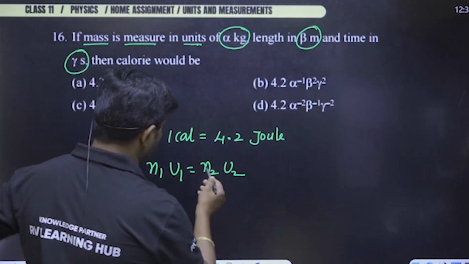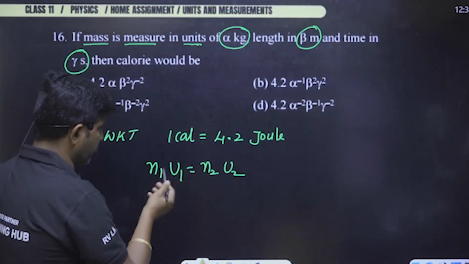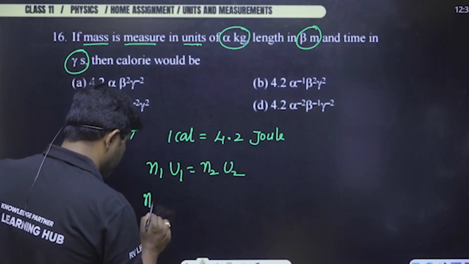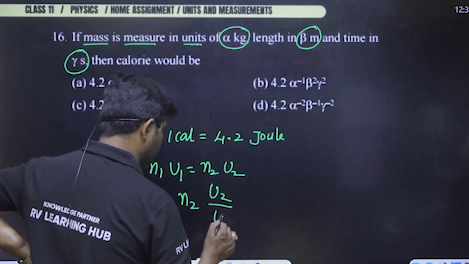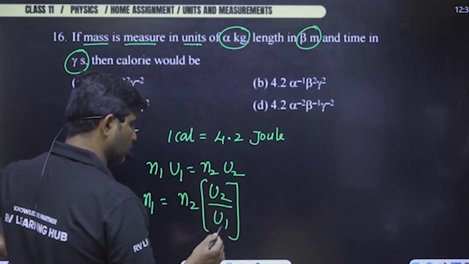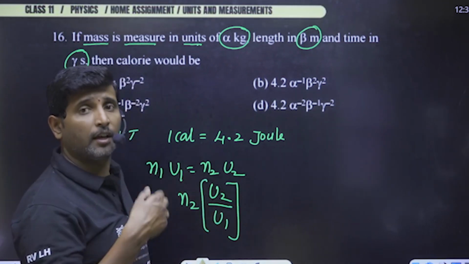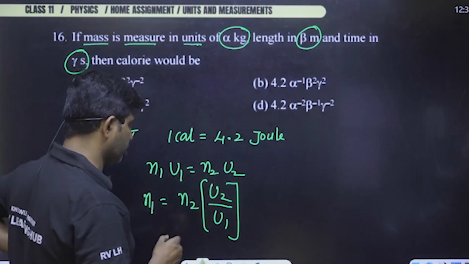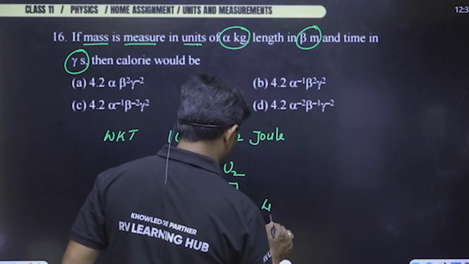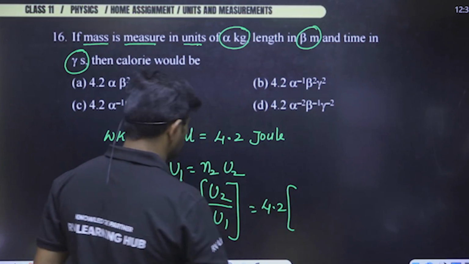Let it be N2 only. So let us say N1 is equal to N2 into U2 by U1. What is U2? U2 is nothing but units in the second system. U1 is the units in the first system. So see here, N2 is nothing but 4.2. So what is the joule?